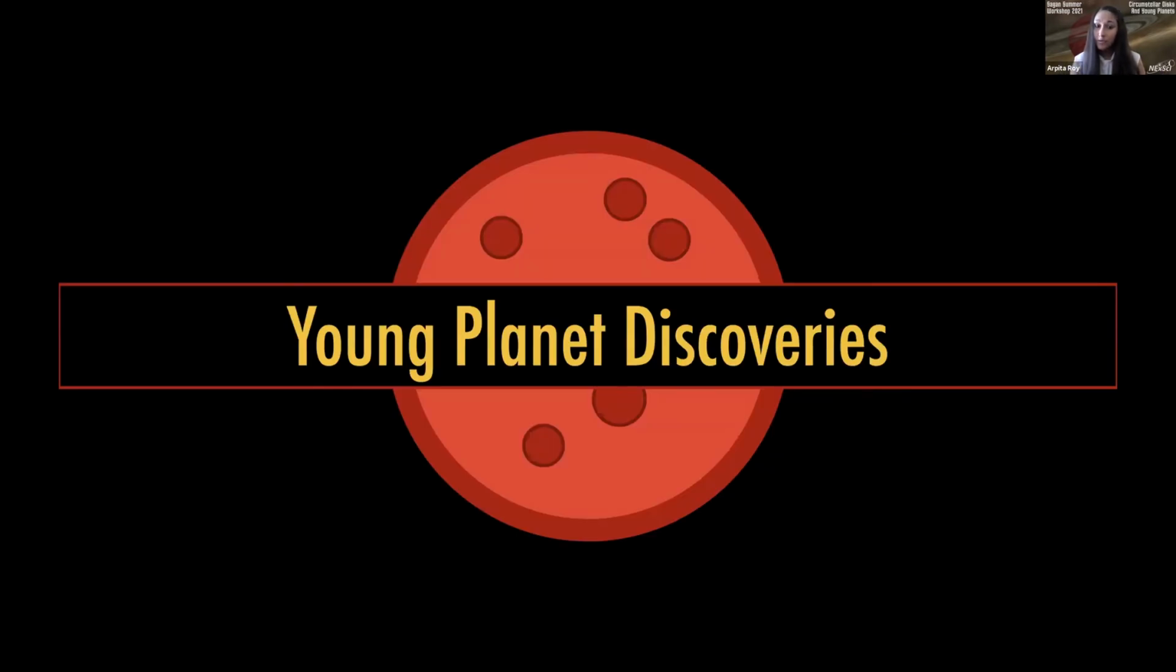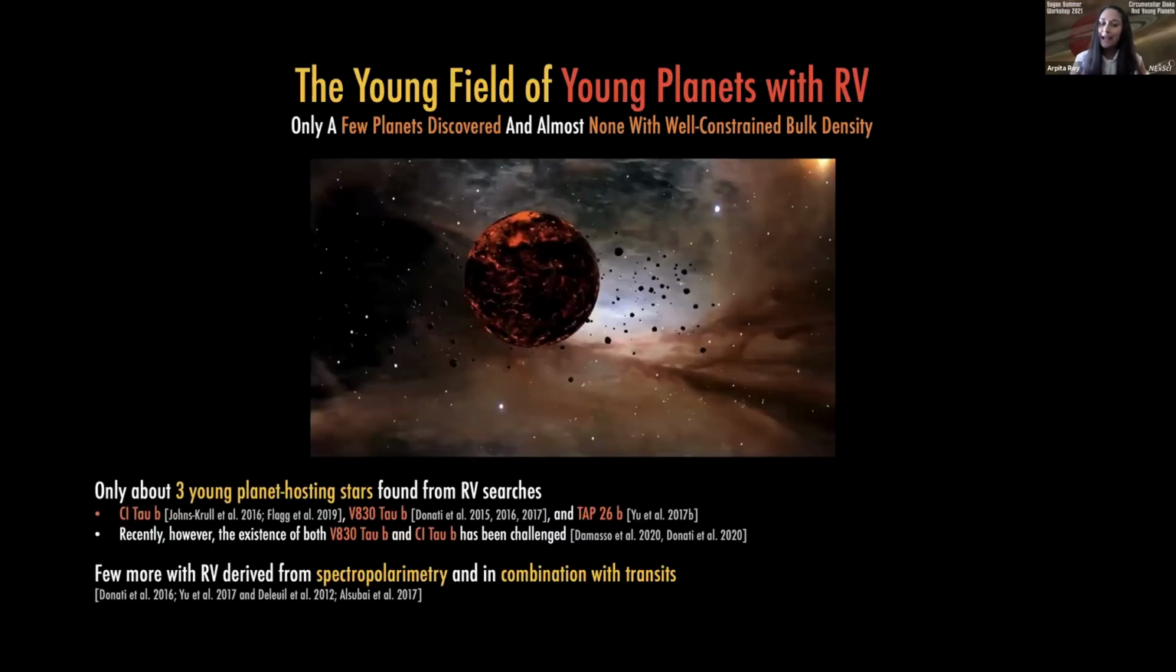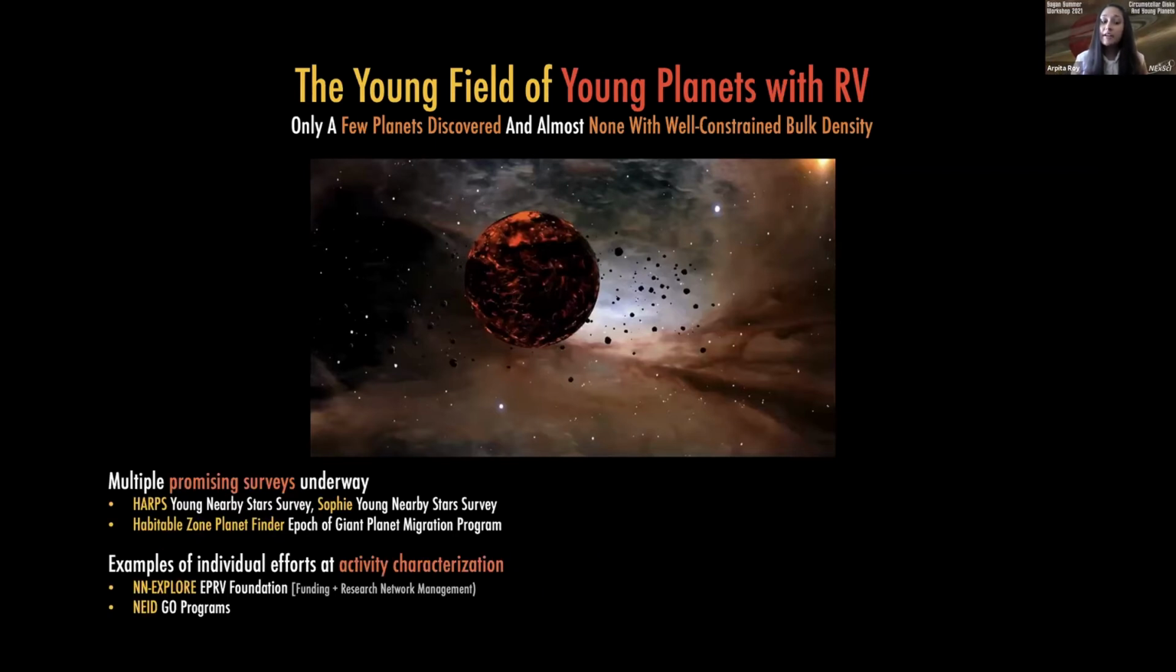Really quickly at the end, we talked about all the challenges, but this field is starting to have some successes. There's only a handful of planets that have been found with RV searches. I won't go over them. Suffice to say, some of them are already being challenged, but there are multiple promising surveys underway with instruments like HARPS, HPF, and SOFI, and NIRPS also has quite a few GTO programs coming up to look at young stars.